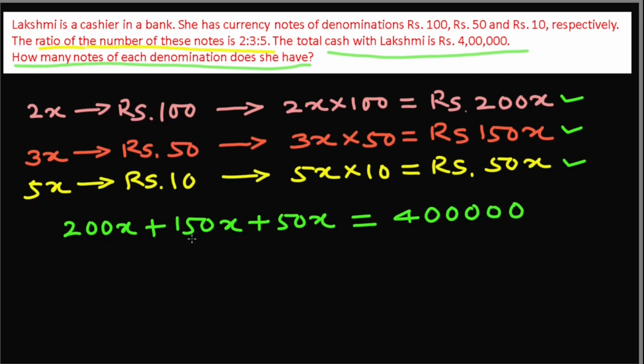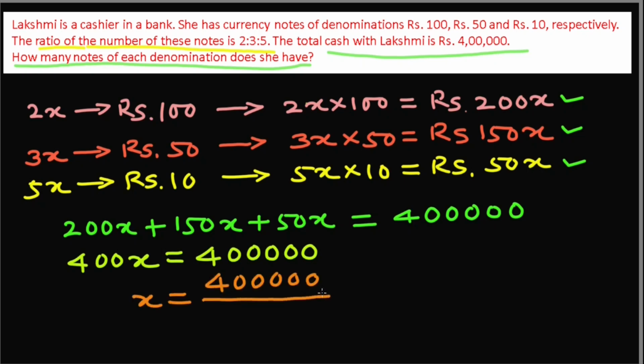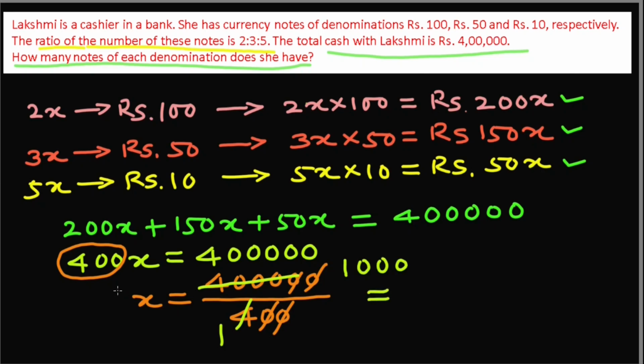200 plus 150 is 350. 350 plus 50 is 400. So 400x will be equal to 4 lakh. So that gives us x equals 4 lakh divided by this 400. These two zeros cancel and 4 ones are 0, 0, 0. So the common multiple x will be 1000.